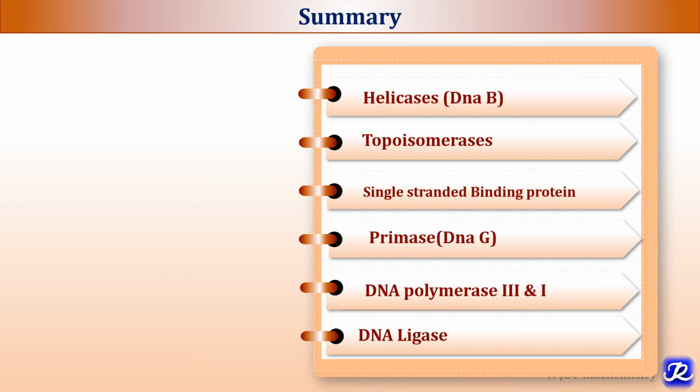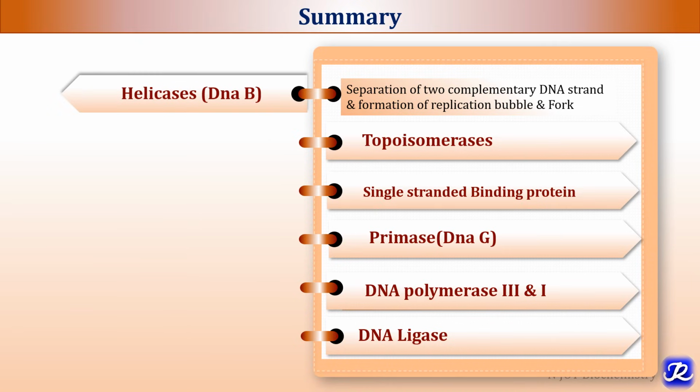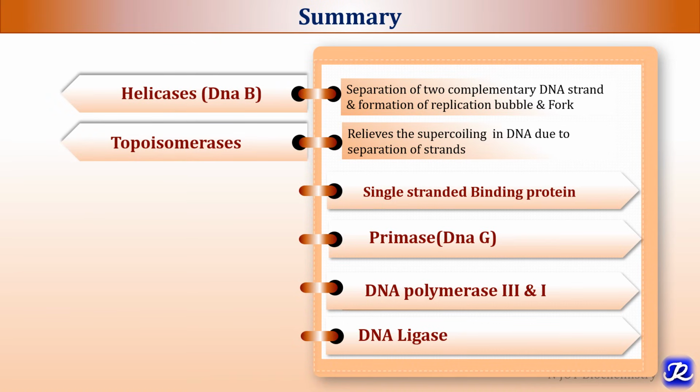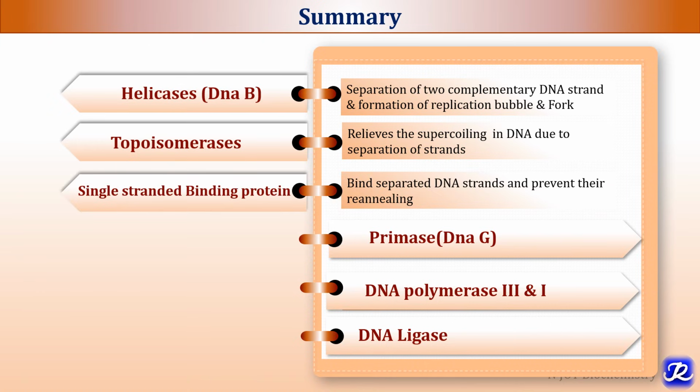So this process of DNA replication requires various proteins like DnaA, which is the initiator protein which initiates this process. Then the enzyme helicase, which is also called DnaB, which is responsible for separation of two complementary DNA strands, and it leads to formation of replication bubble and replication fork. And the other enzymes involved in the process of replication are topoisomerases, which relieve the supercoiling in the DNA which is formed due to separation of strands. There are single stranded binding proteins which bind the separated DNA strands and prevent their re-annealing.